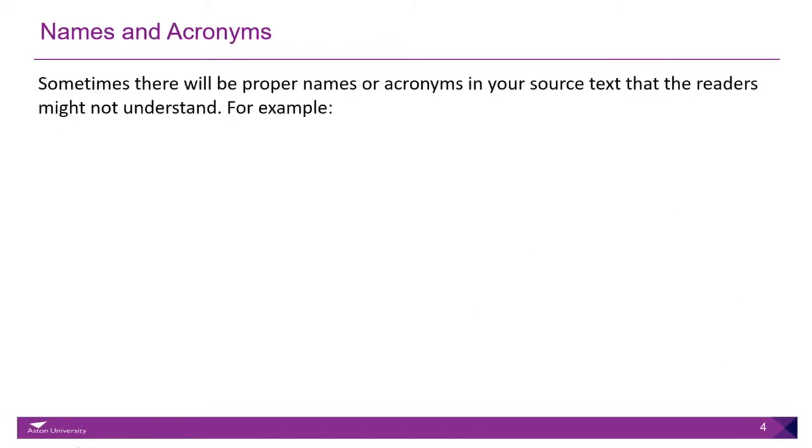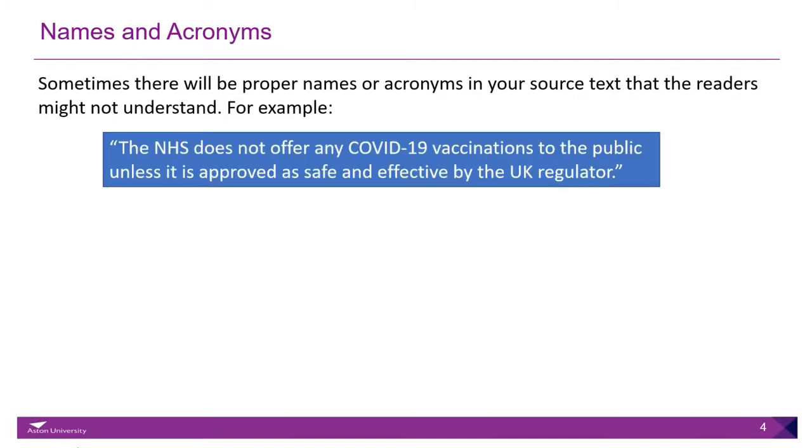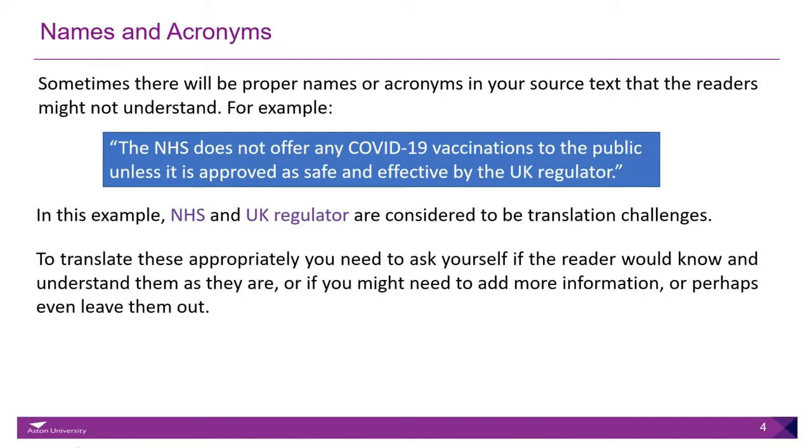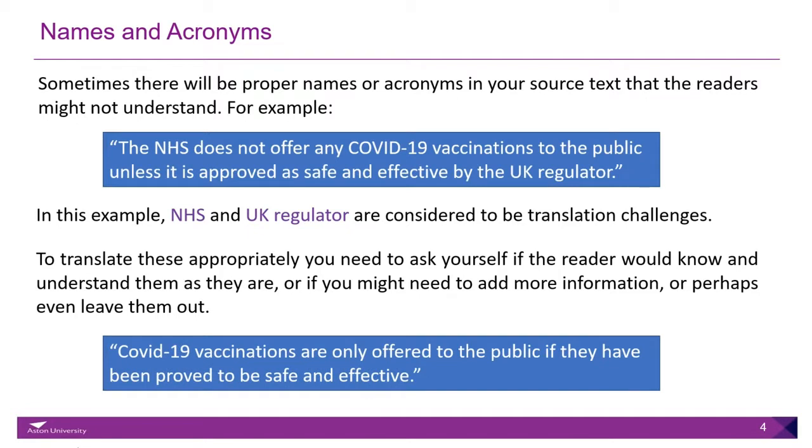Sometimes there will be names or acronyms in your text for translation that the reader might not understand. For example, in this example, NHS and UK regulator are considered to be translation challenges. To translate these appropriately, you need to ask yourself if the reader would know and understand them as they are, or if you might need to add more information, or perhaps even leave them out. The second message still contains the important information, but has removed the need for translating or explaining NHS and UK regulator.